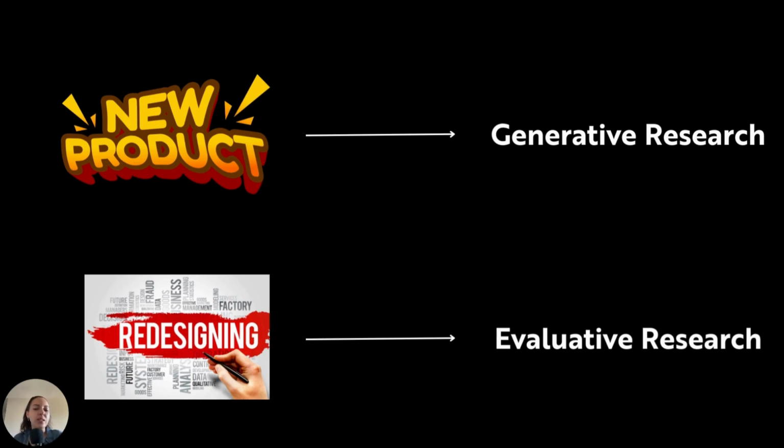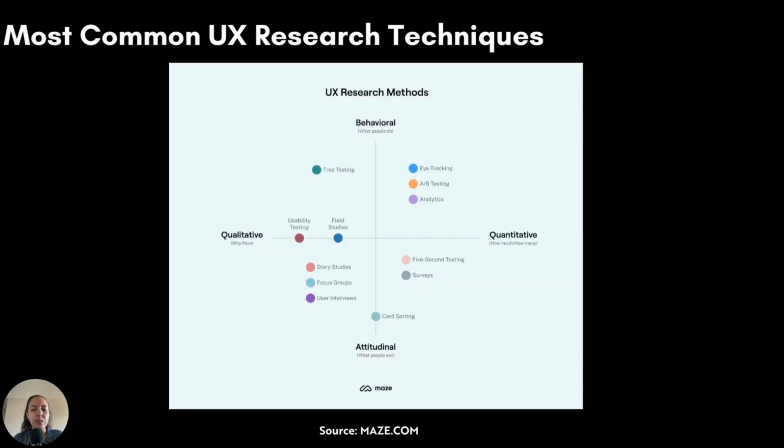And then obviously there is evaluative research, which means that you have something existent and you want to improve it and redesign it. So you have to evaluate and get feedback. So that's another type of research, but they're all using the same processes and mechanisms. So these are the most common user research techniques.